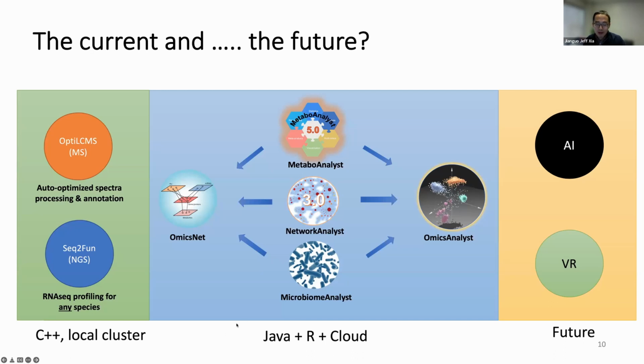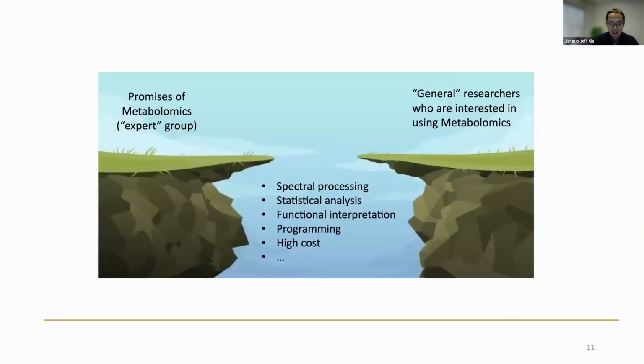Our main tools are mainly Java and R, but for the raw data we need to use a different language, and we are developing some of the NGS and MS tools. So let's go back to our MetaboAnalyst.